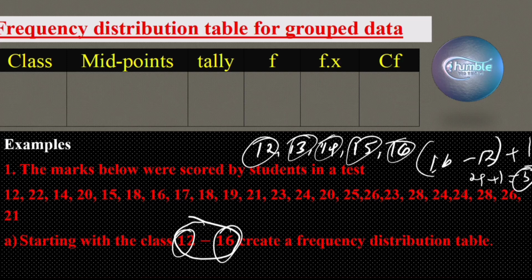And now, you know the number of classes we are going to get depends on the lowest and the largest value in the set of data. In this case, the lowest value is 12 and the largest value is 28. So we're going to use a class interval of 5 and create classes until we are able to accommodate the score which is the highest, that is 28. So now, this is how our classes will look.